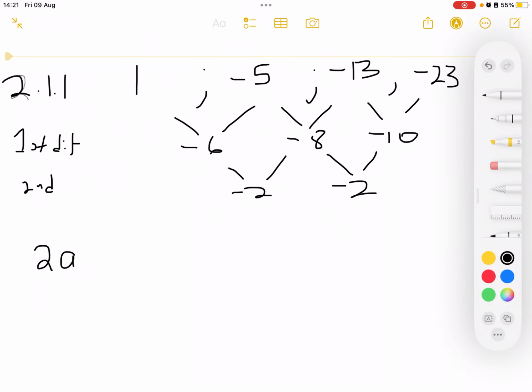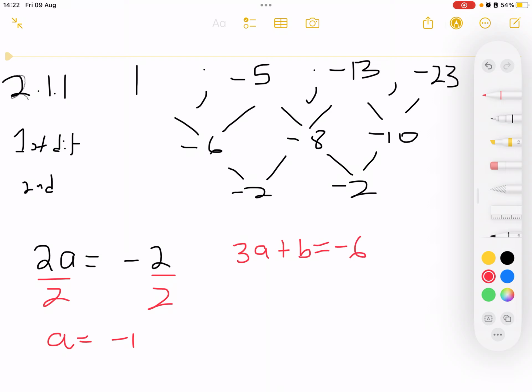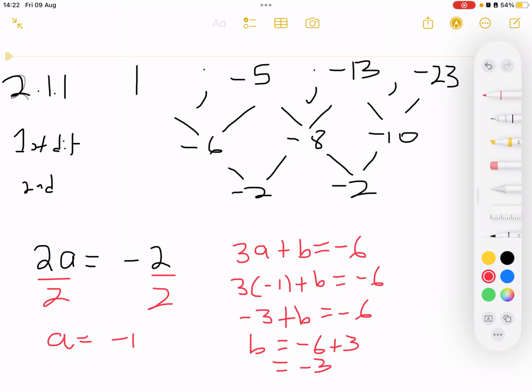So 2a is equal to the first term of the second difference, which is -2. Now if we divide both sides by 2, we get that a is equal to -1. Then the second one for the first difference is 3a plus b is equal to -6. So 3 times -1 plus b is equal to -6. So -3 plus b is equal to -6. b is equal to -6 plus 3, which is equal to -3.